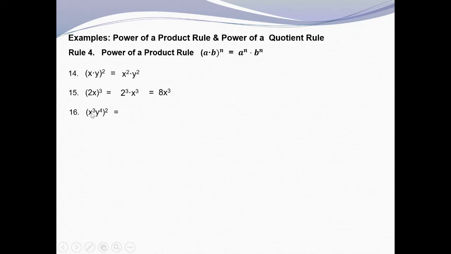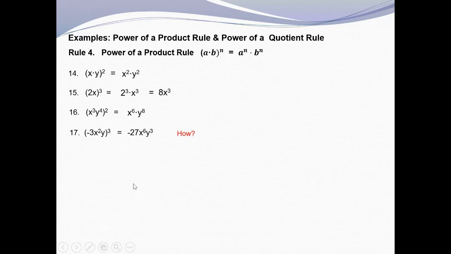Okay, how about this one here? This one here, guys, will just be x to the 3 times 2, right? Which is 6, and y to the 4 times 2, which is 8. This one here is going to be negative 3 to the third power, which is negative 27, and then x squared to the power of 3 will give us x to the 6, and y to the power of 3 will give us y to the third power.